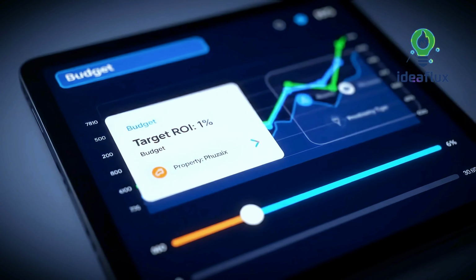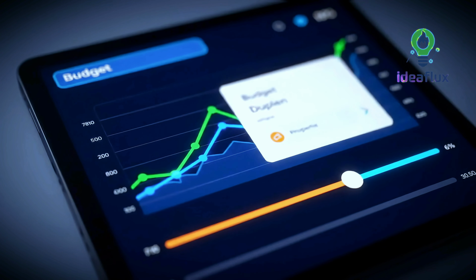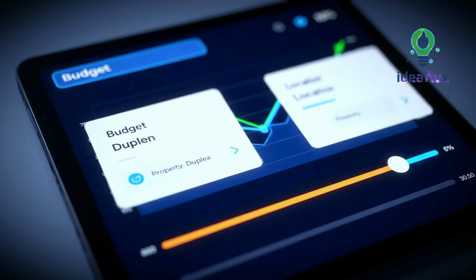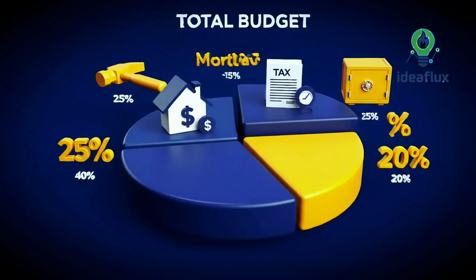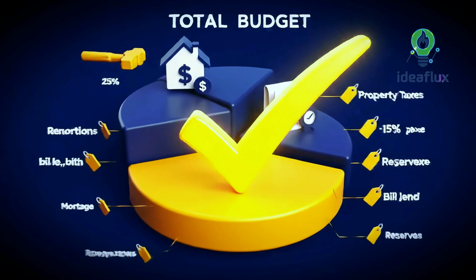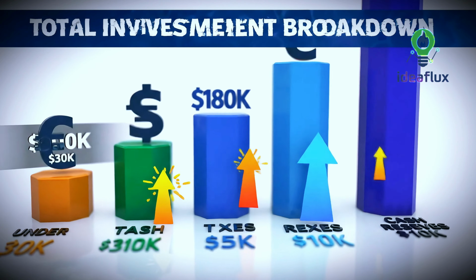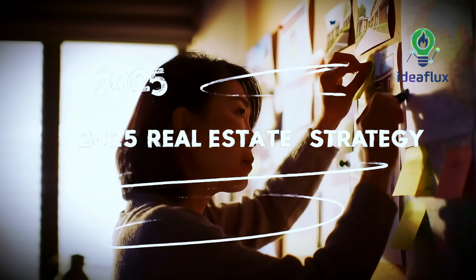Plan. Set clear goals and a timeline. Are you going for quick flips, long-term rental income, or living in the property? Define your budget and a target return. Write down your criteria: location, price range, property type. Plan out costs like renovations, mortgages, taxes, and reserves. A written plan keeps you on track.